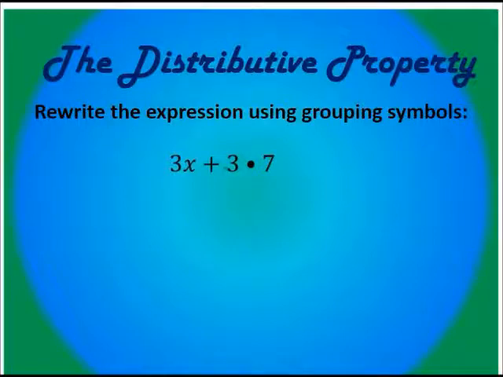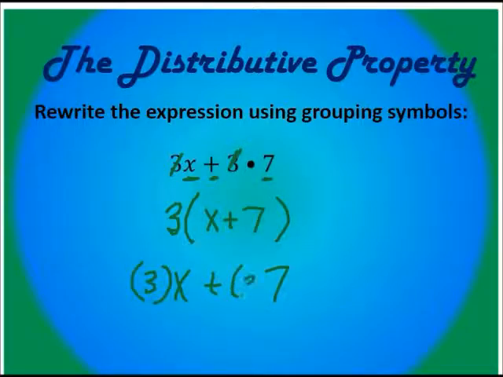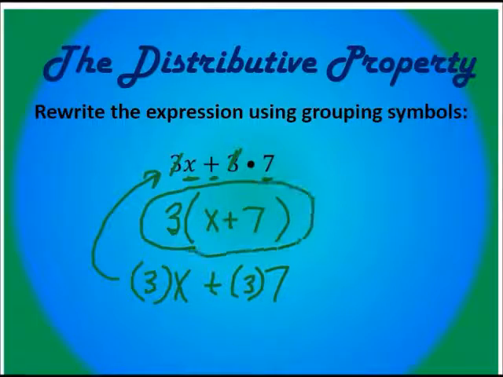You want to find the common factor. What do these two things have in common? They have a 3 in common. So let's take out the 3 and put that in front. And what are we left with? We're left with x plus 7. Now you can check this by using the distributive property. We can distribute that 3 to x plus 7: 3x plus 3 times 7, and that's what we started with. So our answer here is correct.